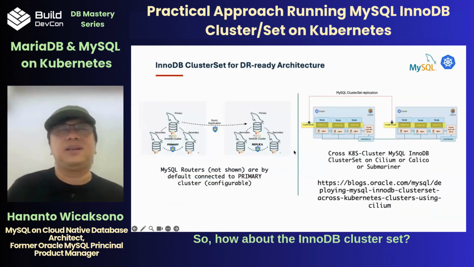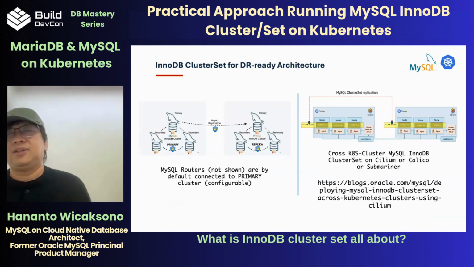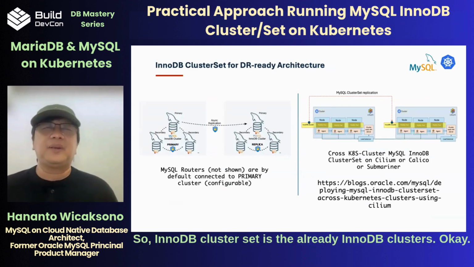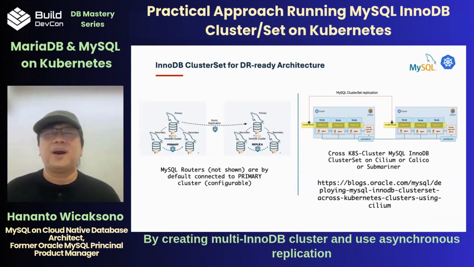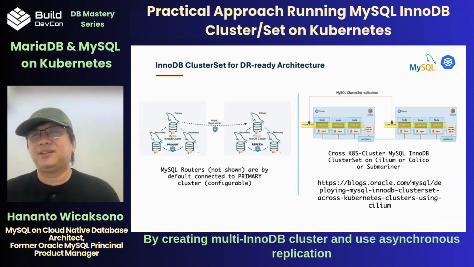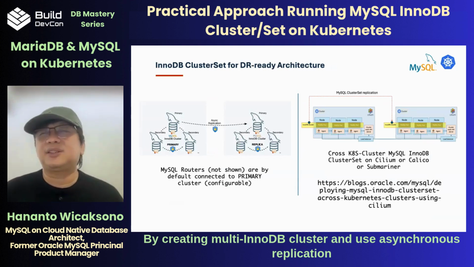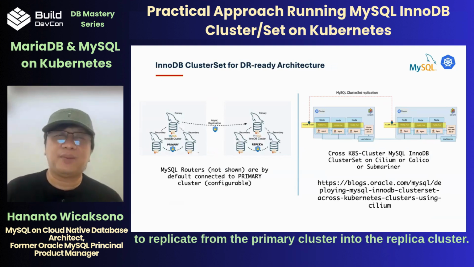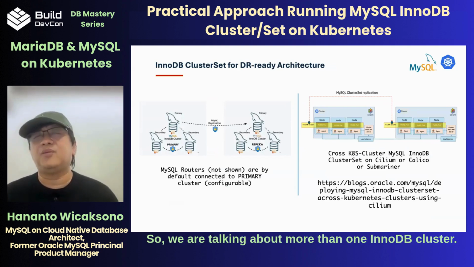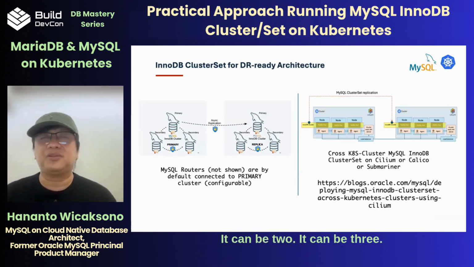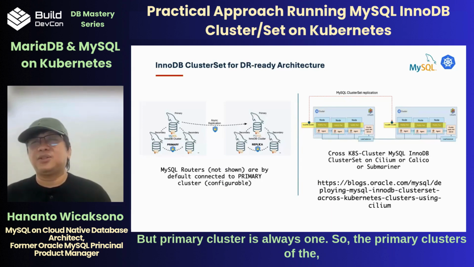So how about the InnoDB cluster set? What is InnoDB cluster set all about? So InnoDB cluster set is DR-ready InnoDB clusters, okay, by creating multiple InnoDB clusters and using asynchronous replication to replicate from the primary cluster into the replica cluster. So we are talking about more than one InnoDB cluster. Can be two, can be three, but the primary cluster is always one.